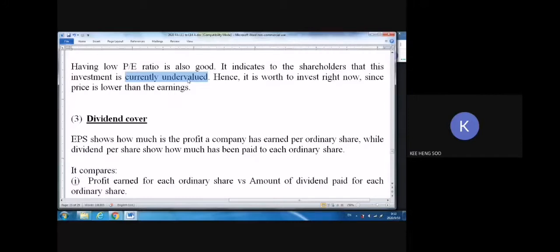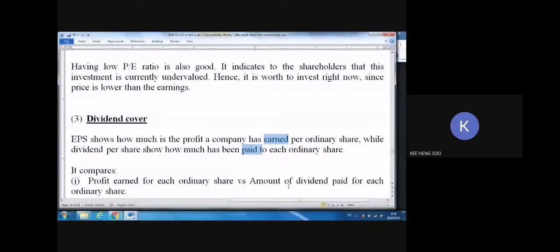Okay, dividend cover: how much profit earned, and how much paid. Can you see that? Earn and pay. You can earn so much, but do you pay so much or not? Earning per share shows that you got 50 cents. Dividend per share shows that you paid 20 cents. Can you see the point? So that's how to calculate your dividend cover.